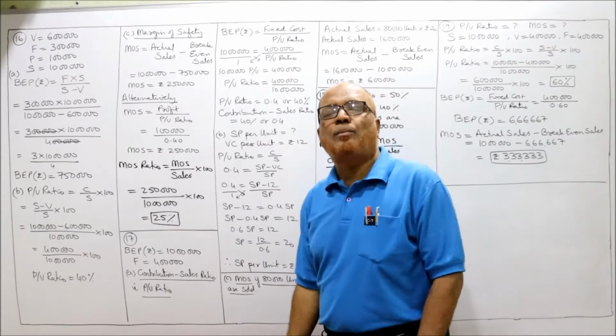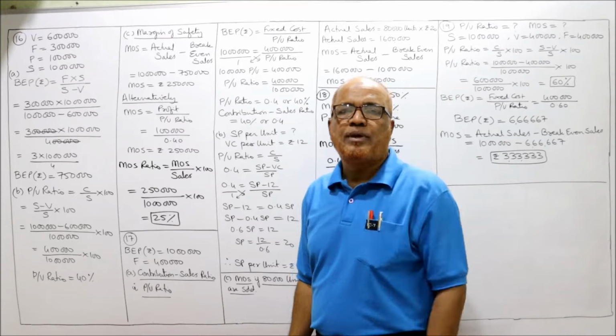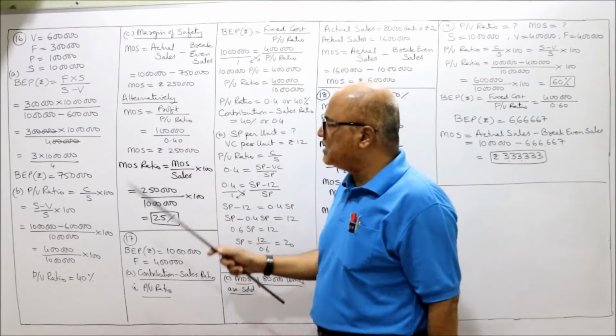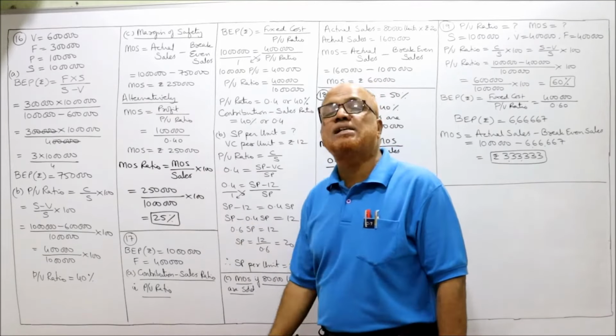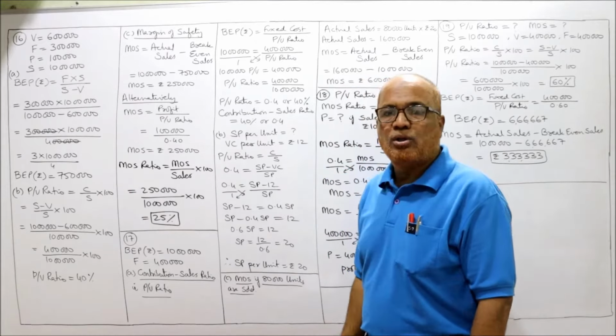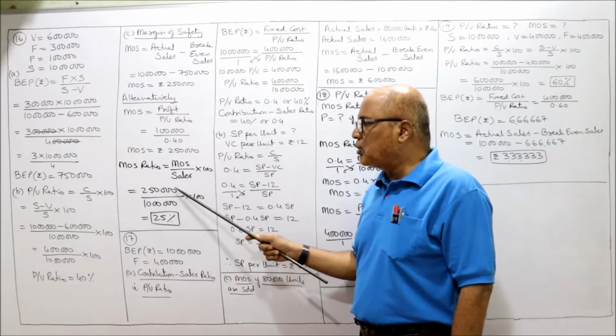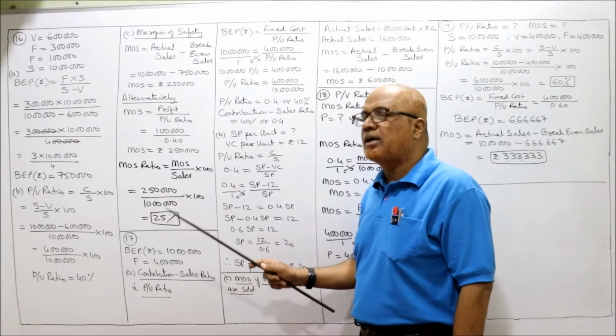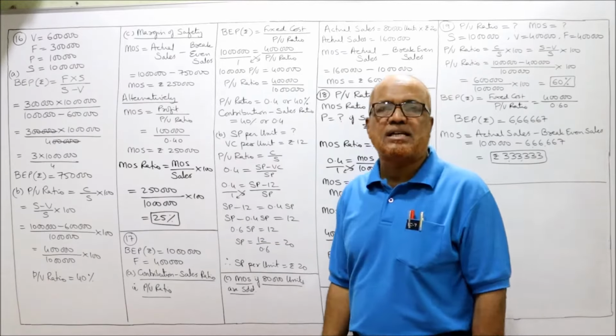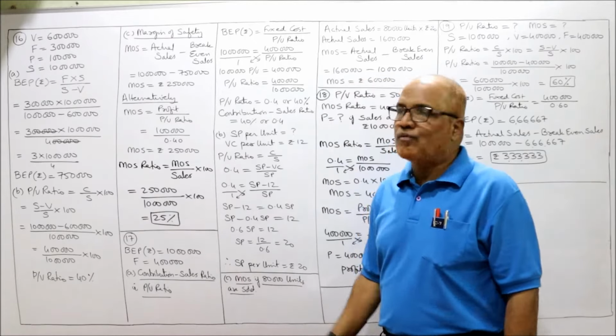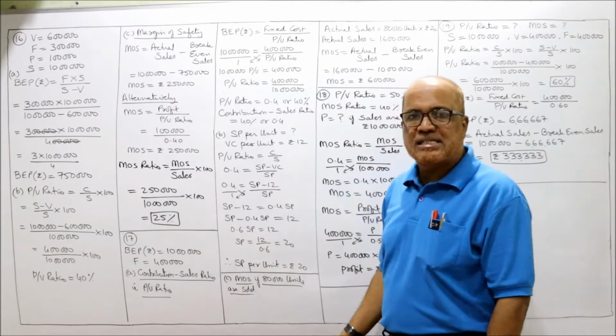But it is asking you in the problem MOS ratio. If it is asking only MOS, this much is enough. But it is asking you MOS ratio. The formula for MOS ratio, MOS by sales into 100. So 2 lakh 50,000 divided by 10 lakh into 100, 25%. That's all. So we have completed problem number 16.